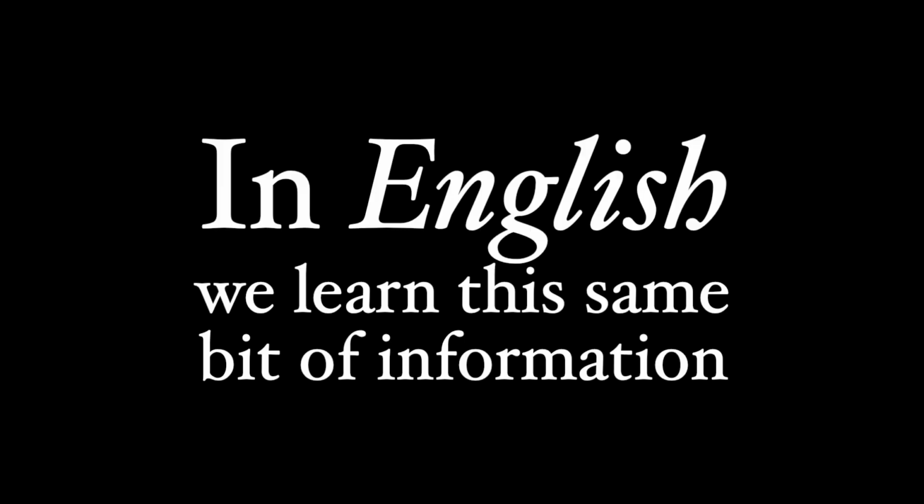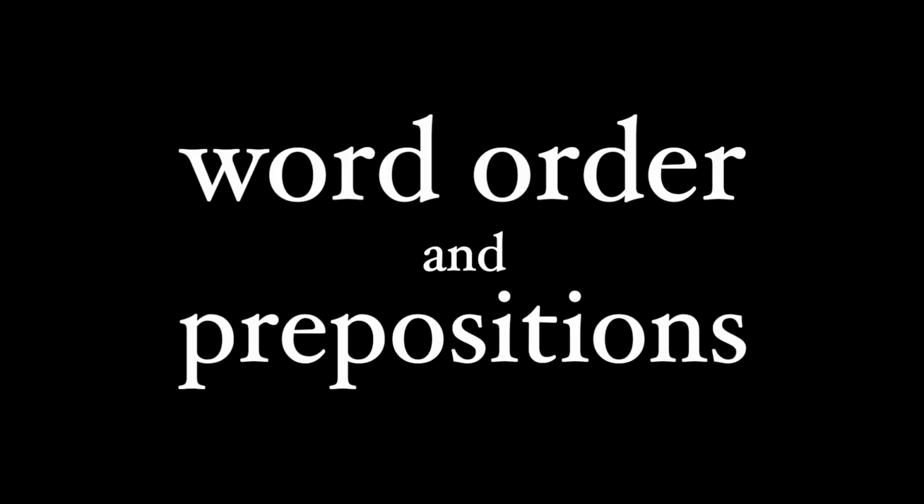Latin is an inflected language, which means that we find out what a noun is doing in the sentence by looking at that noun's ending. In English, we learn this same bit of information by a combination of word order and prepositions, those small words placed in front of the noun that help show its function.